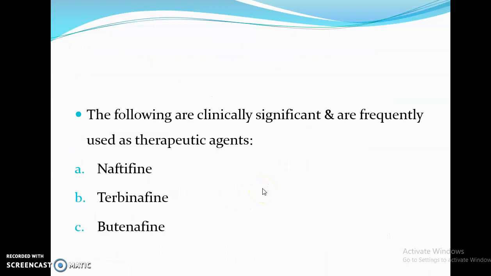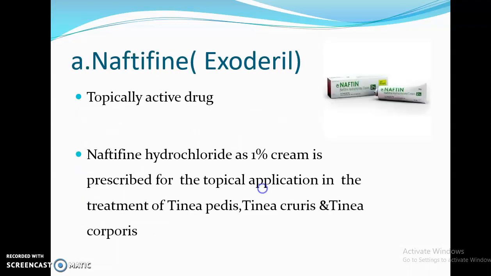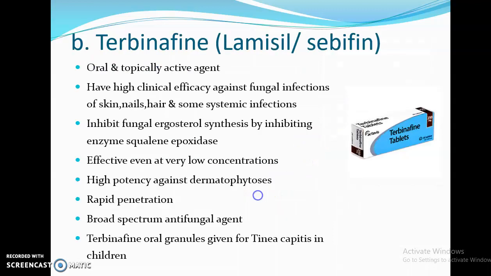The following are the clinically important and frequently used therapeutic agents: Naftifine, Terbinafine and Butenafine. First one is Naftifine. It is also known as Exoderil. It's a topically active drug. Naftifine hydrochloride is available as 1% cream and is used for the topical application of various tinea infections or ringworms.